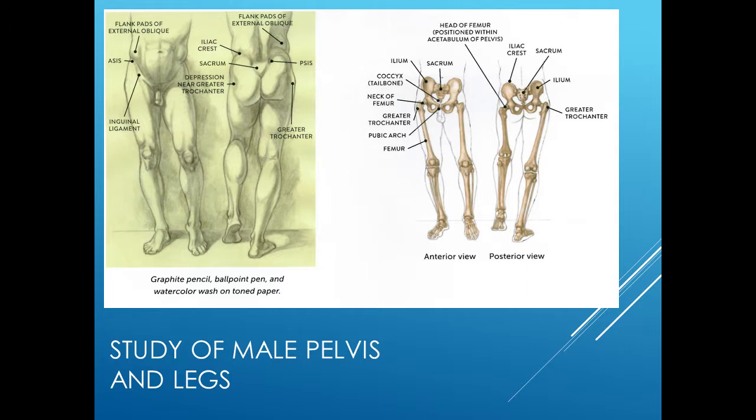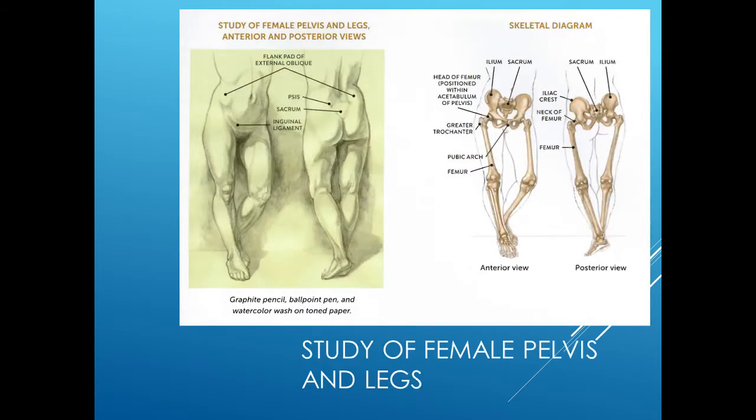And then your greater trochanter, you can actually feel that if you stand up. It's easier to feel it if you stand up. If you move your leg a little bit, you can feel where the greater trochanter of the femur is right there. And then the same thing on the pieces over here, but it just shows you the corresponding view of these same pictures. All right, here's a study of the female pelvis and the legs.